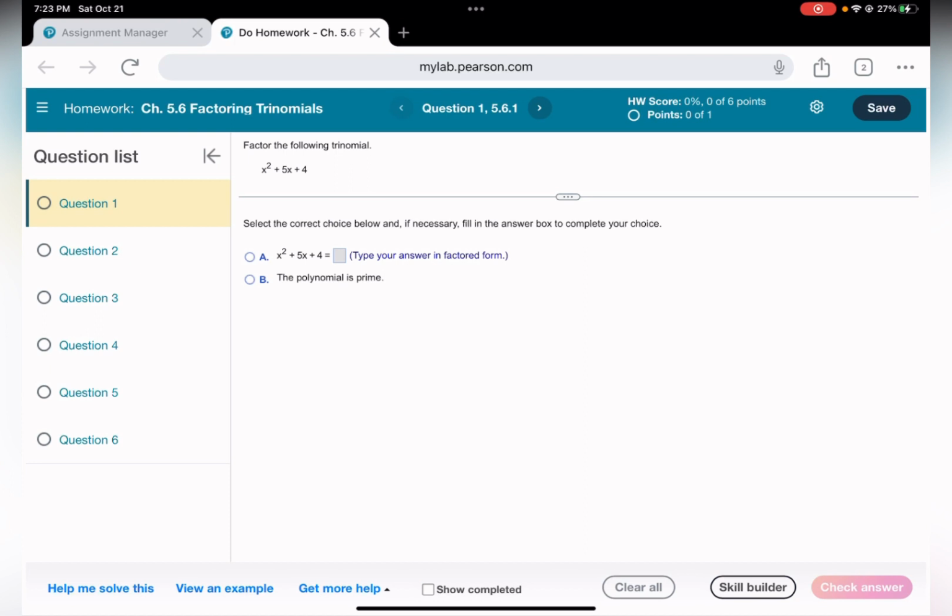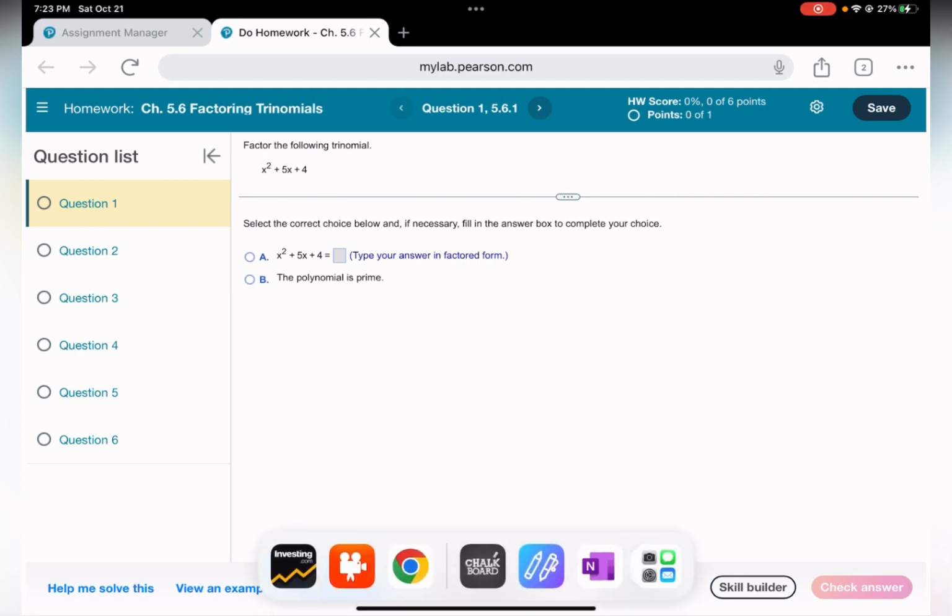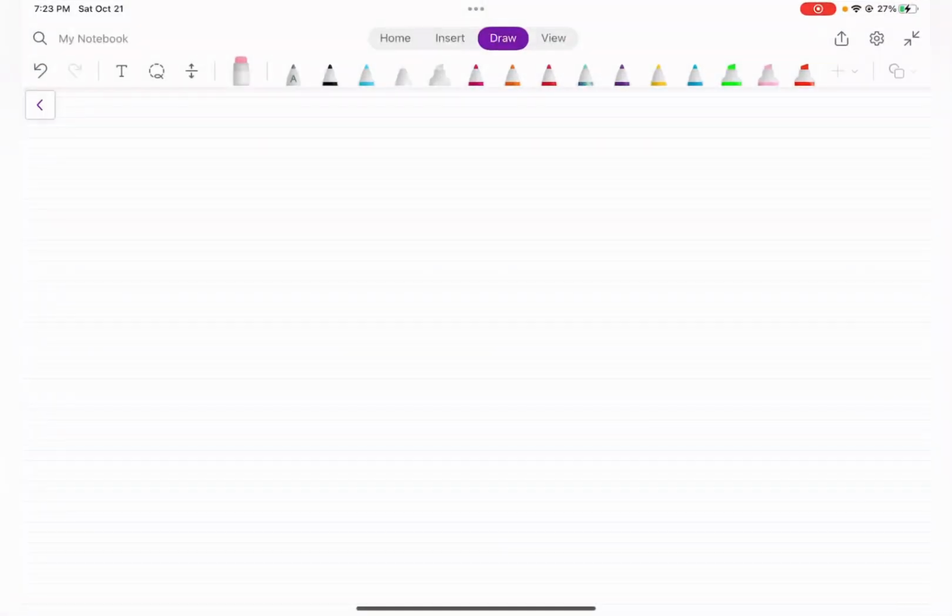All right, we are working on homework 5.6, factoring trinomial. So what do we have? X squared plus 5x plus 4. And it's going to match the formula x squared plus bx plus c. This is a template actually. The formula will come later.